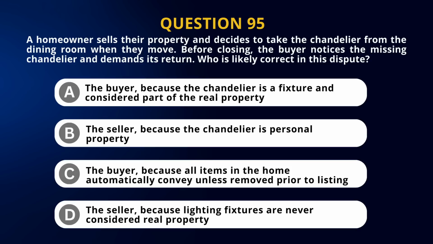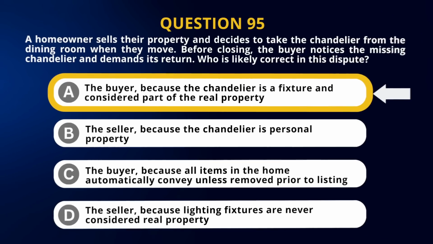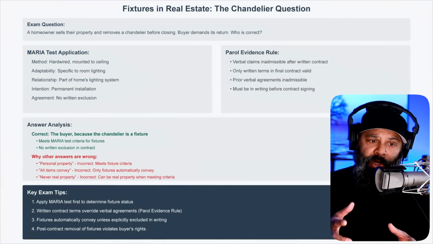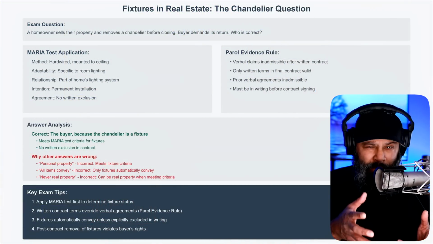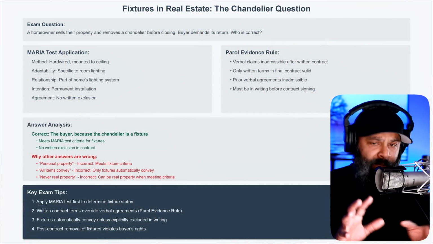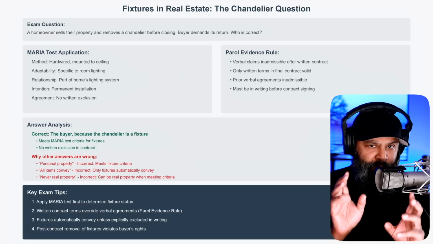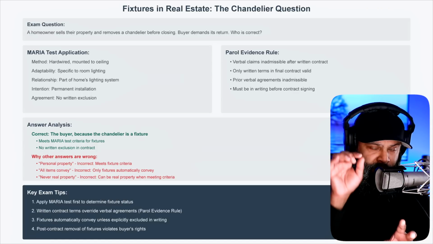And the answer is letter A, the buyer, because the chandelier is a fixture and considered part of the real property. Now, this is a tricky question, and I'm going to say that this is probably the best answer with the information being provided. I'm a little on the fence, but I will say that letter A is probably where I would have gone as well.